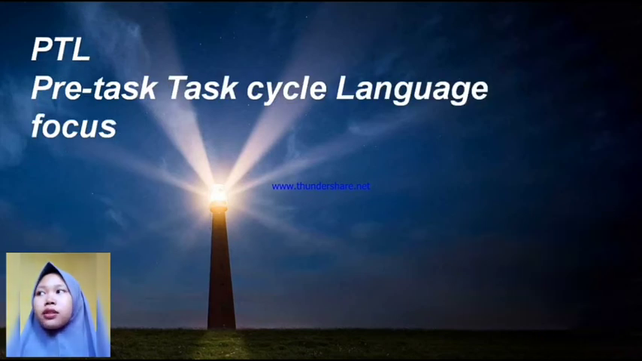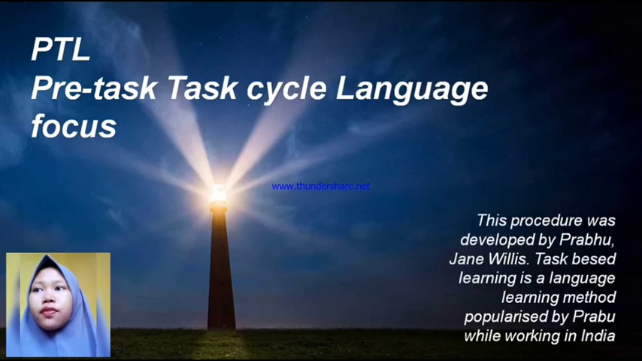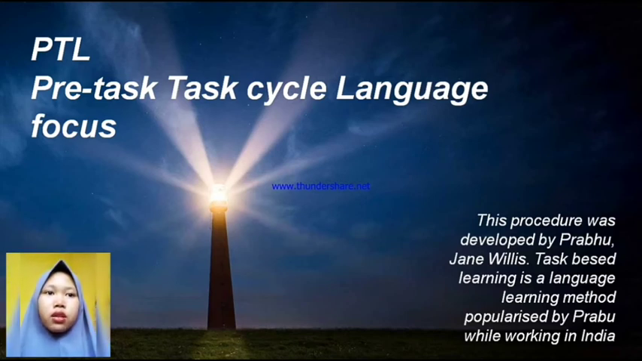And next, PTL stands for Pre-task, Task Cycle, Language Focus. This procedure was developed by Prabhu and Jane Willis. Task-based learning is a language learning method popularized by Prabhu while working in India. Prabhu figured out that his students could learn language just as easily with non-linguistic problems as when they are concentrating on linguistic questions.